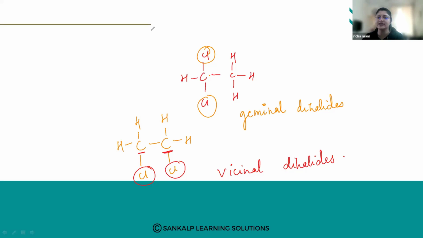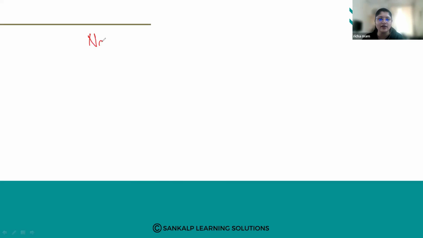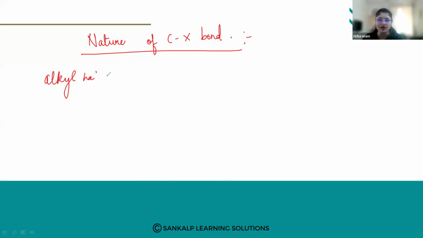So now we will see next is the nature of CX bond. Now what is the nature of CX bond? Fine. So in alkyl halides, now you know what are alkyl halides, right? Alkyl halide means one or more hydrogen atoms are replaced by halogen atoms in an aliphatic system, then they are called alkyl halides. Now in the alkyl halides, one of the hydrogen is replaced by halogen.